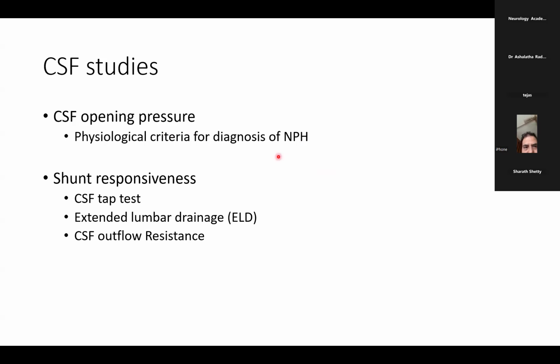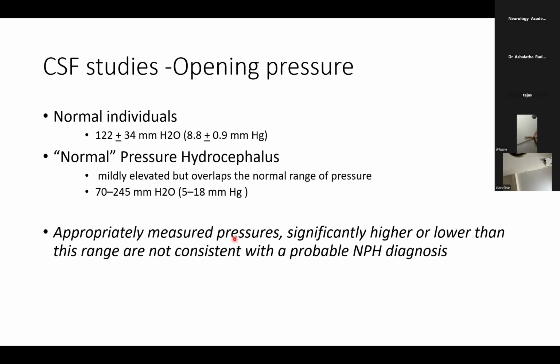which, as the name suggests, the pressure of the CSF on measurement would be within the normal range. And following which, we do the CSF tap test to see for shunt responsiveness. The shunt responsiveness can be measured by CSF tap test, extended lumbar drainage, and also a measurement of CSF outflow resistance. The opening pressure in normal individuals is 8 mmHg plus or minus 0.9 mmHg.